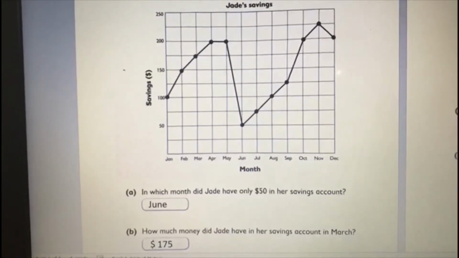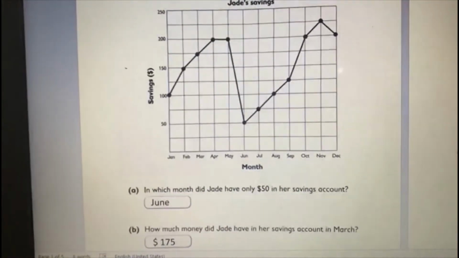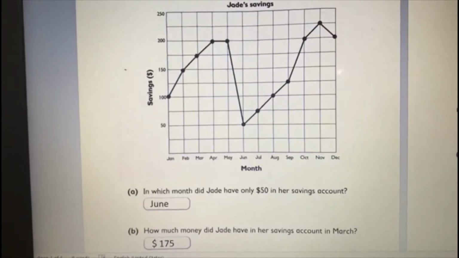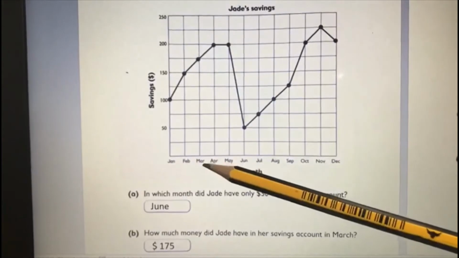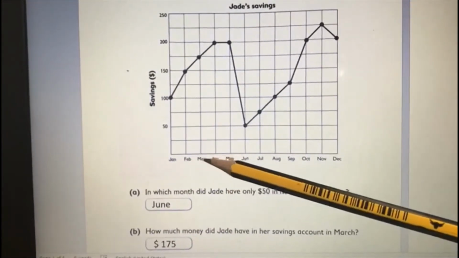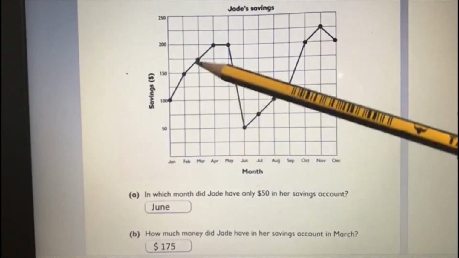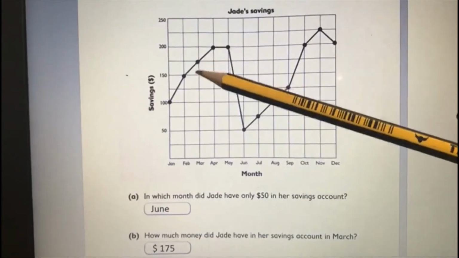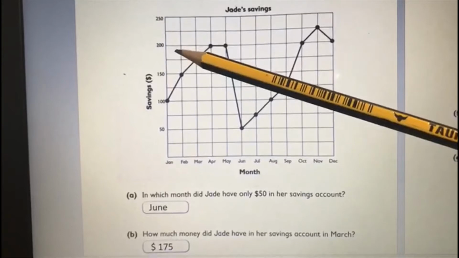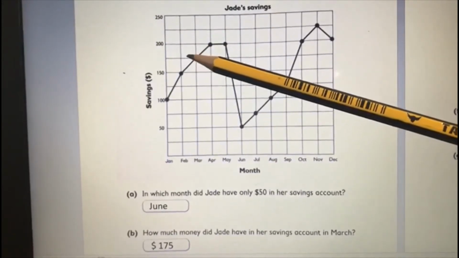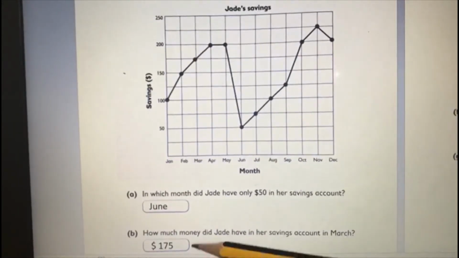See the next question. How much money did Jade have in her savings account in March? So you have to see for the month March. This is March: January, February, March. Okay, March, go up. See here it comes. So what is the savings here? After 150, the next number, that means it will be 175. So the answer is 175.